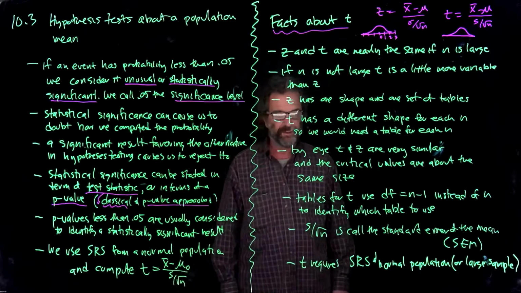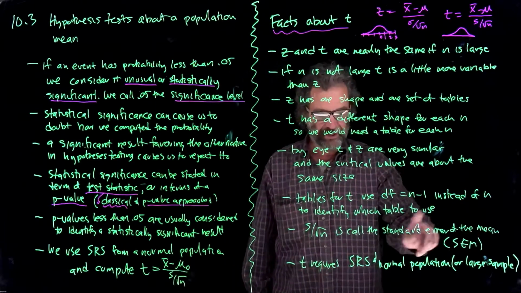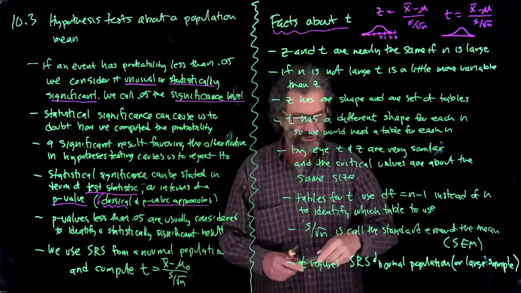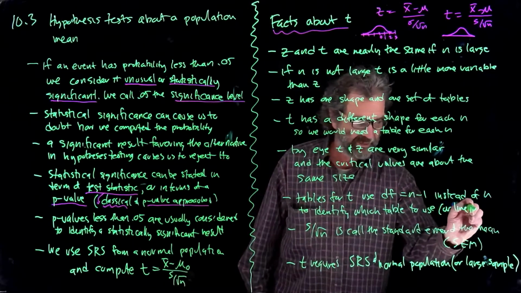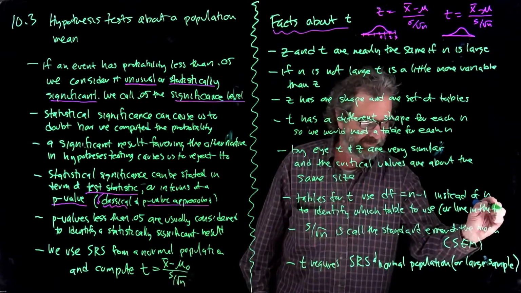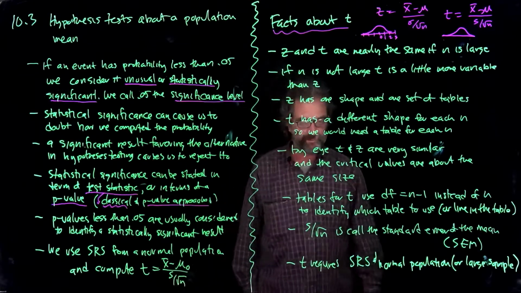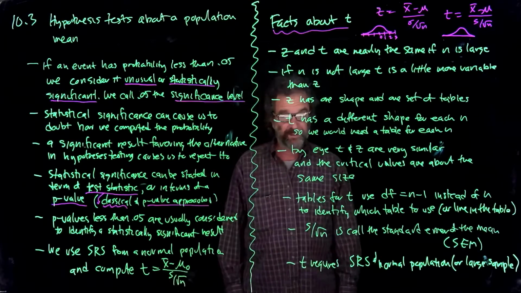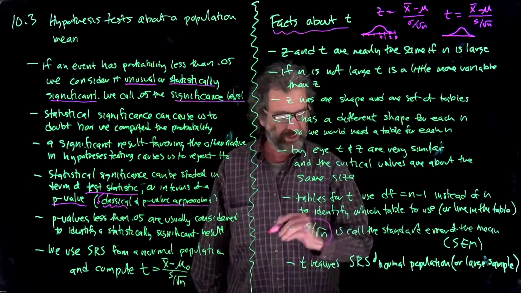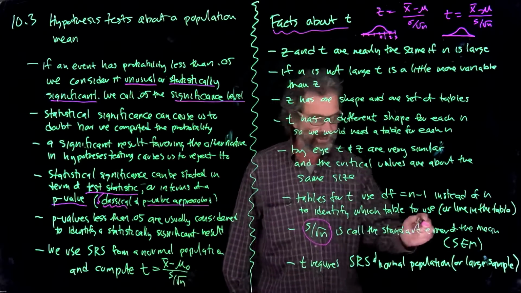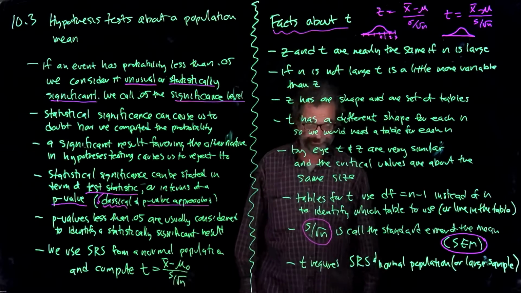So on we go about degrees of freedom. Oh, here it is. Tables for t use degrees of freedom equals n minus 1 instead of n to identify which line in the table to use. Fine, and we'll be doing that in a second, reading off from the tables. The quantity s over root n is called the standard error of the mean. You might see that in computer output. Sometimes we use the shorthand SEM, standard error of the mean.